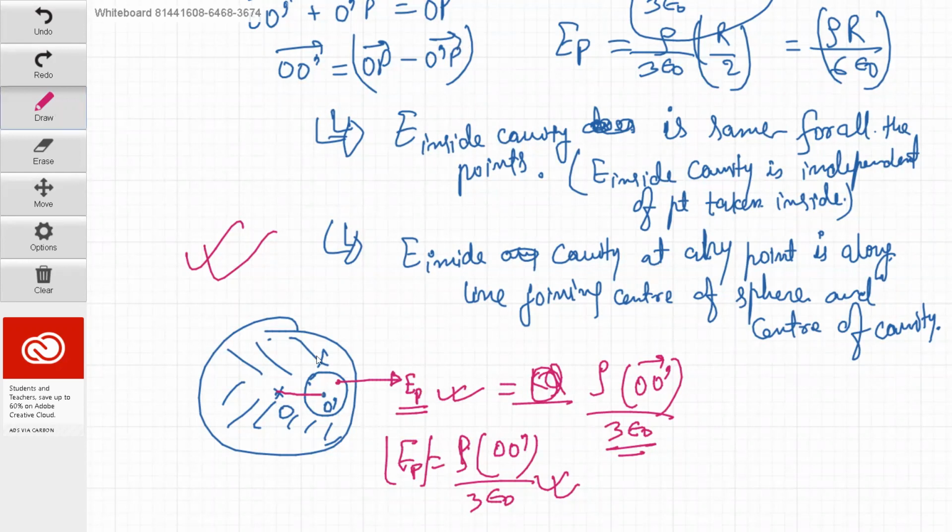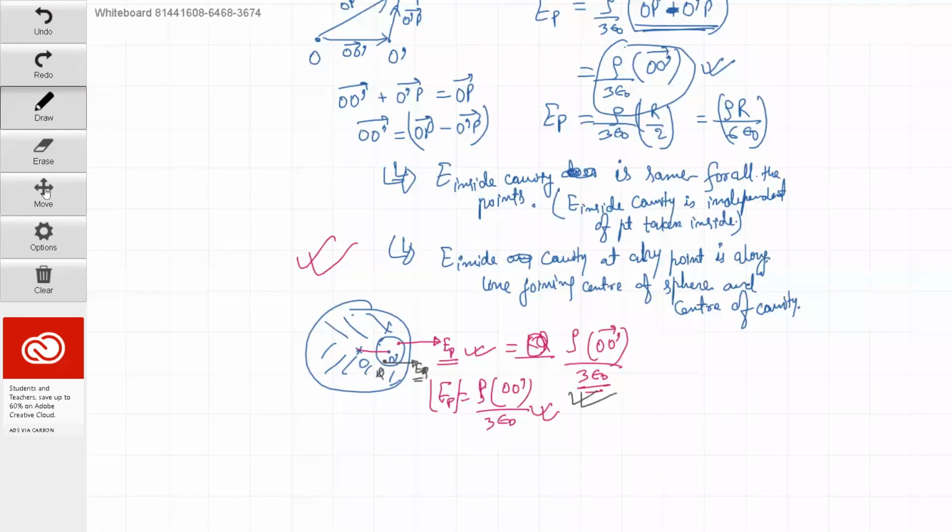Suppose I select this point; this point will also have the electric field in this direction. The electric field will be only in the direction of O O dash, and its magnitude will also be the same. Hope you understand. So write this concept.